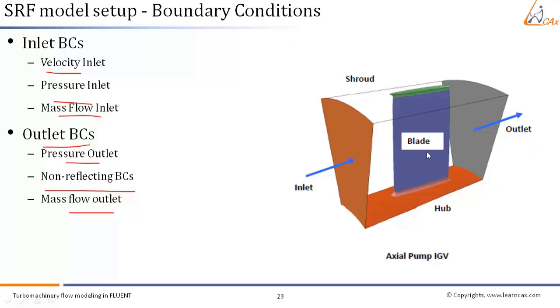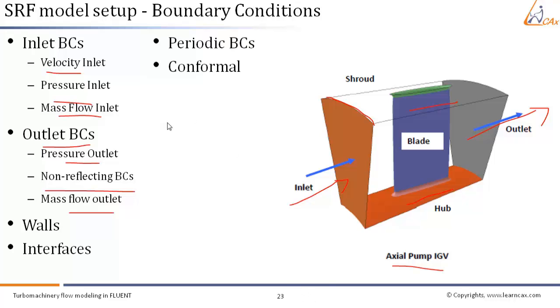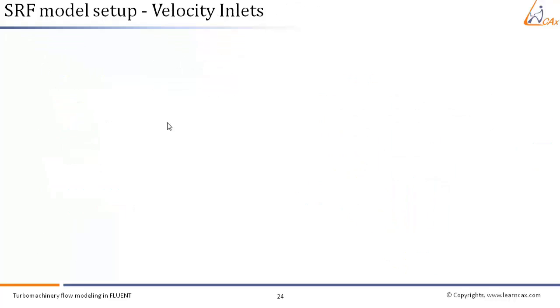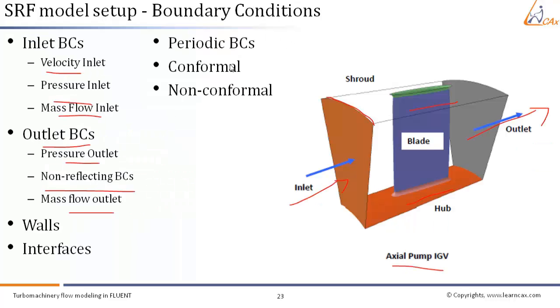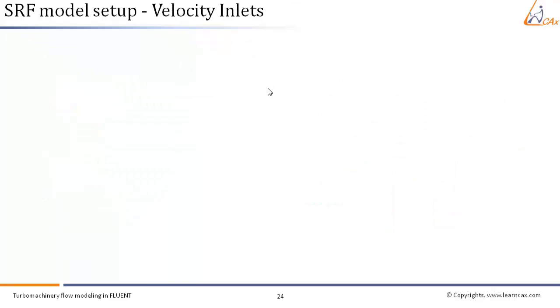So a pictorial example is seen here. The blades are walls, the hub is a wall, the shroud is a fixed wall, and there is an inlet as well as an outlet in this particular axial pump problem. There are also wall boundary conditions, interfaces, periodic boundary conditions, conformal boundary conditions, and non-conformal boundary conditions. One by one we will study each of them and how to set up each of them. The first is the velocity inlet.